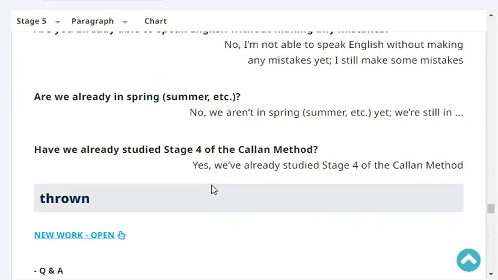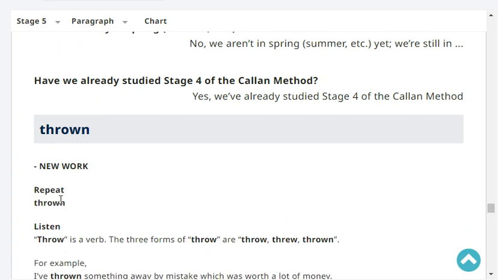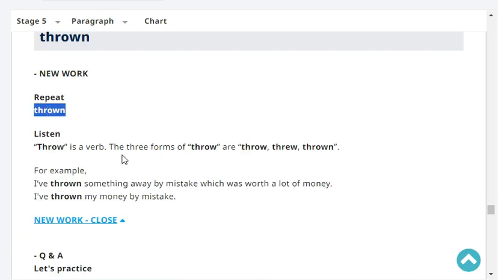Have we already studied stage 4 of the Callan method? Yes, we've already studied stage 4 of the Callan method. Our lesson is also correct. Very good.